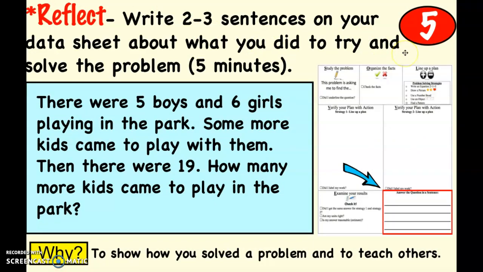Our fifth step, we're going to write 2 to 3 sentences on our data sheet about what we did to try to solve the problem, or how did we solve the problem. We're going to reflect.